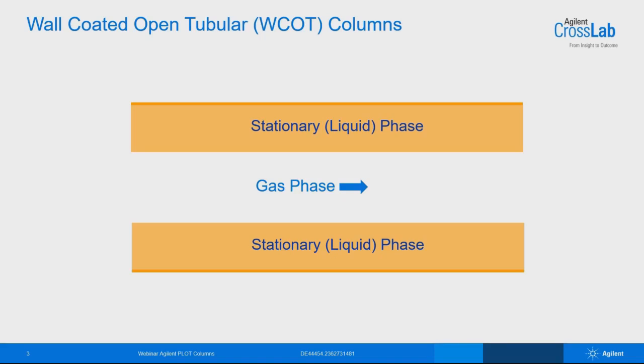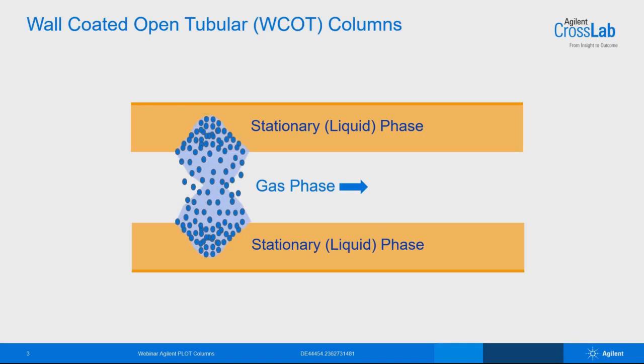All polysiloxane and polyethylene glycol liquid phases fall into this category. In essence, these kinds of separations are based on a gas-liquid partitioning mechanism. The solute, our compound of interest, distributes itself between the moving gas phase and the stationary liquid phase. That distribution is defined by the affinity of the analyte for the liquid stationary phase, but also by its volatility.